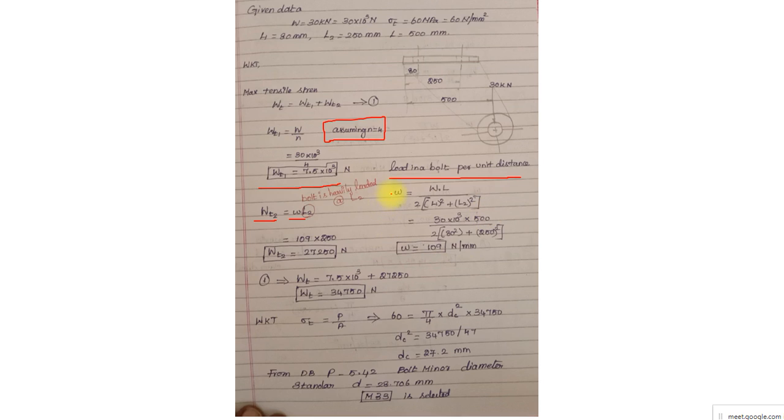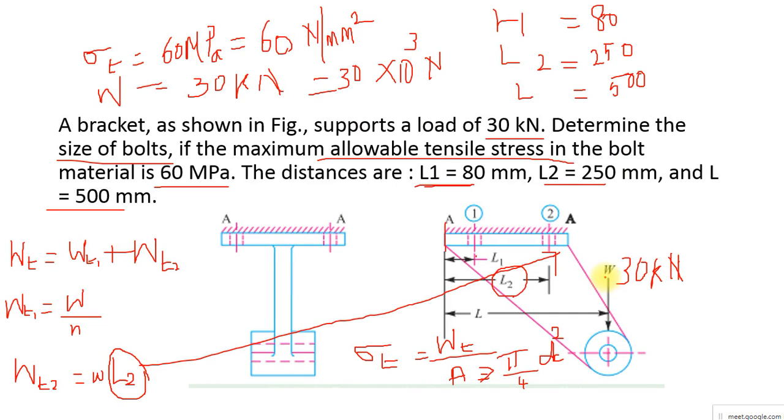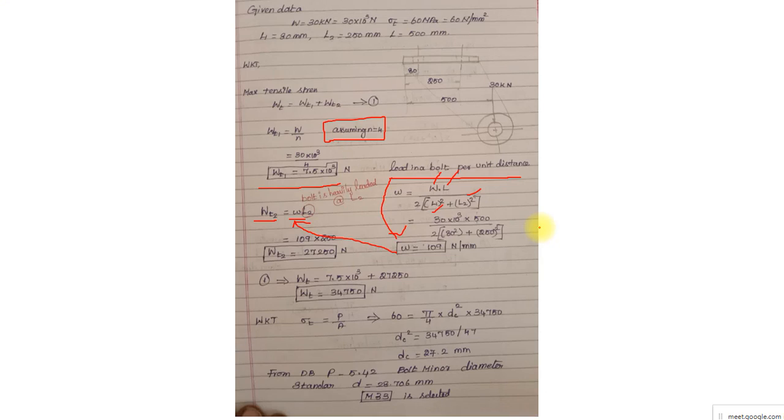Okay, if I can find the load in the bolt per unit distance, because I know the value of W, L, L1 and L2, if I substitute all the values, I can get the load per unit distance. And if I substitute this small w over here, I can find WT2. So here I mentioned L, why am I having this L2? Because the bolt is heavily loaded at L2. You can see here, as I told earlier, if I apply a load here, it tends to move like this, and the bracket rotates. That is the reason L2 will be heavily loaded.